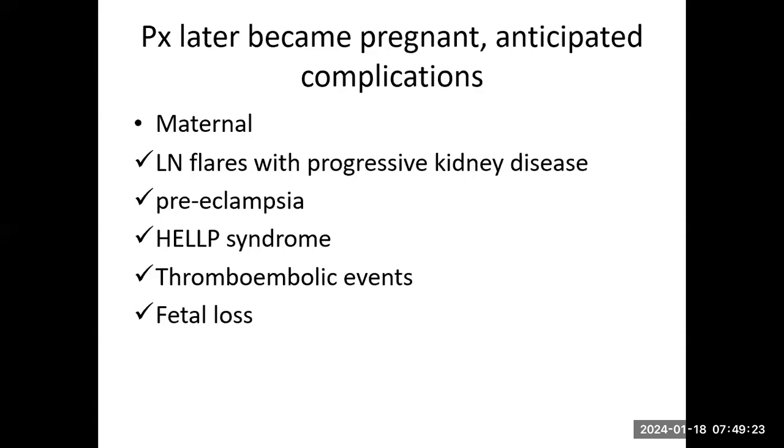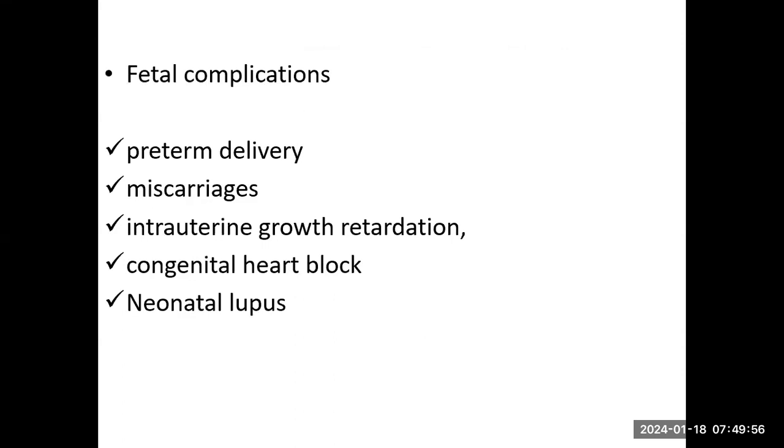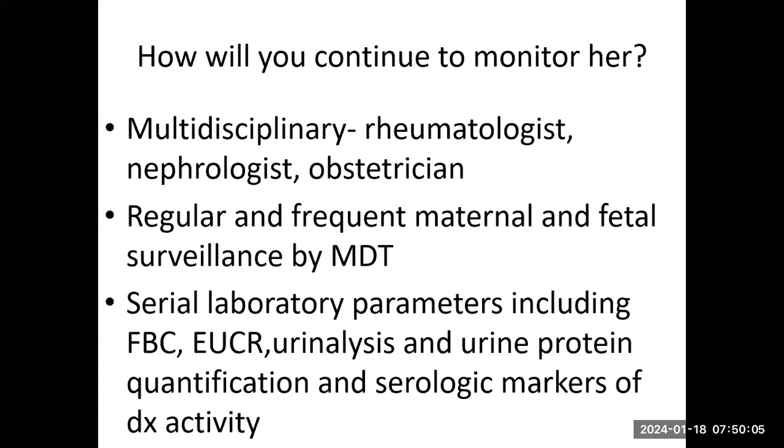The patient later became pregnant. What complications will you anticipate? Complications that may be anticipated in this patient could be maternal and fetal. For the maternal complications, there could be a lupus nephritis flare with progression to end-stage renal disease requiring renal replacement therapy. She could have obstetric complications like uncontrolled hypertension, preeclampsia, HELLP syndrome, and even thromboembolic events like CVA, and it could be miscarriages. Fetal complications will include preterm delivery, miscarriages, intrauterine growth restriction, and congenital heart block that is associated with neonatal lupus.